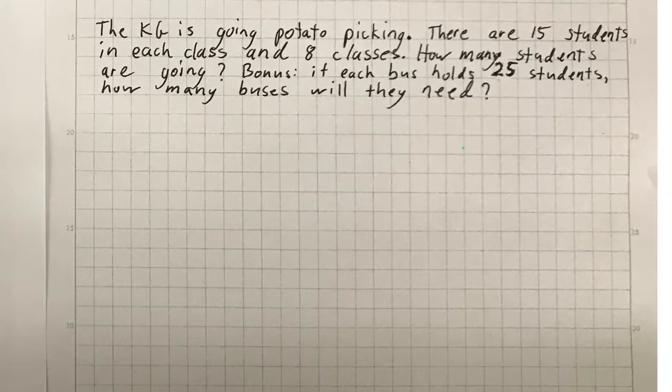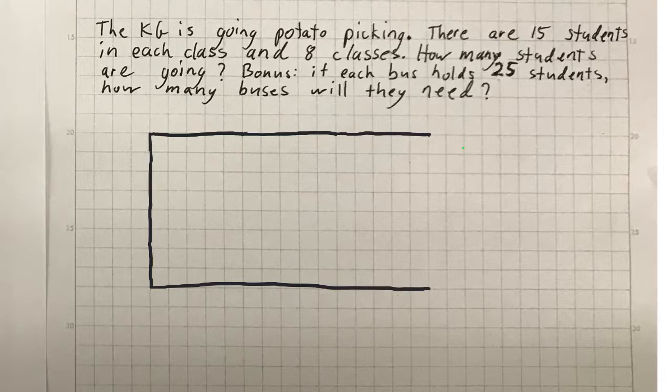And then KG is going potato picking, which they do every year. Let's just say there's 15 students in each class and 8 classes. How many students are going? So figure that out first. I would probably think something like, okay, 8 classes. So 1, 2, 3, 4, 5, 6, 7, 8. Those are my 8 classes. And then 15 students in each class. 5, 10, 15 students in each class. This is how many people are going on the trip.